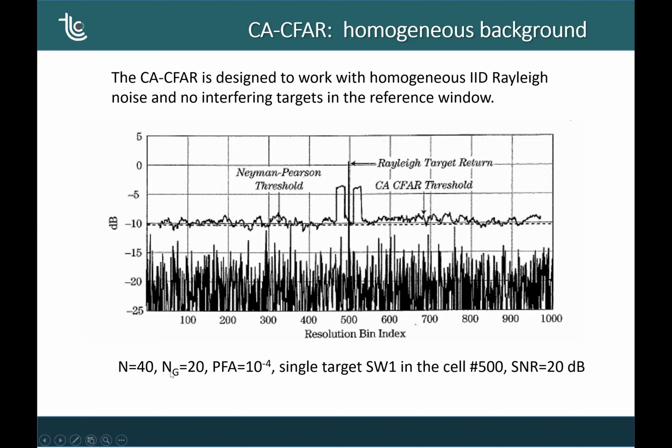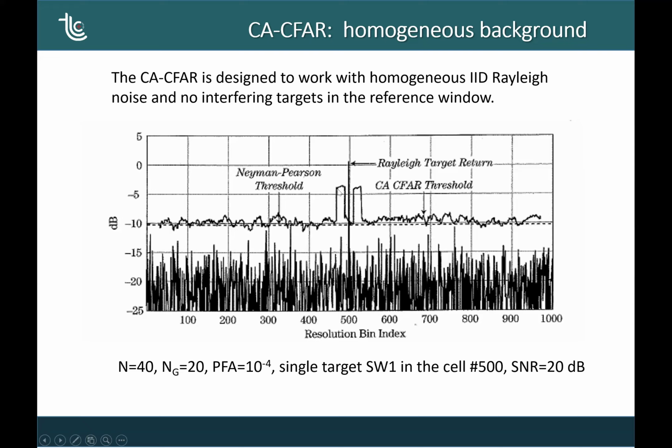And you see that here you have N sub G equal to 20. It means that there are 20 guard cells, 10 before the cell under test and 10 after the cell under test. The threshold, so the coefficient alpha, has been fixed for a probability of false alarm that is 10 to minus 4. We have only a single target that is placed in the range bin number 500. And the signal to noise ratio here is 20 dB.